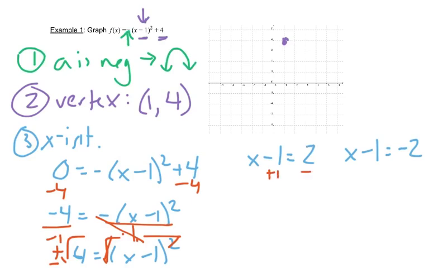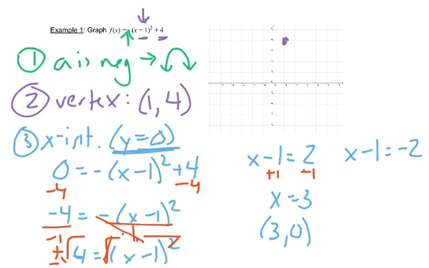So we'll add 1 to both sides here. That gives me x equals 3. And remember, we made y equals 0 from the beginning, so this is really a point. X is 3, y is 0.